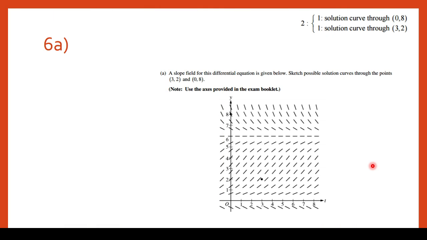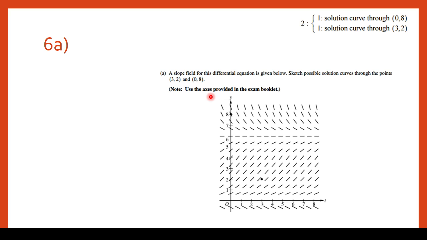So let's get into 6a. It says a slope field for the differential equation is given below. Sketch possible solution curves through the points (3, 2) and (0, 8). College Board was nice enough to give us the points. They also said to draw on the slope field that they give you in the exam booklet. When you're doing every FRQ, you want to follow the instructions as much as you can. I don't know if they would take off points if you drew your own slope field and drew your own solution curves onto that.